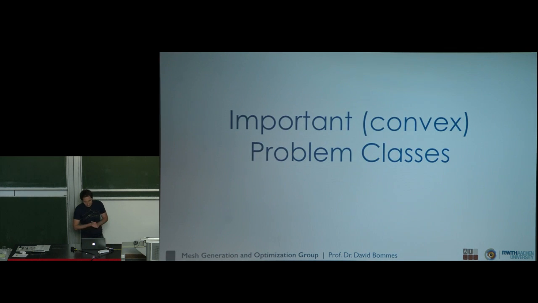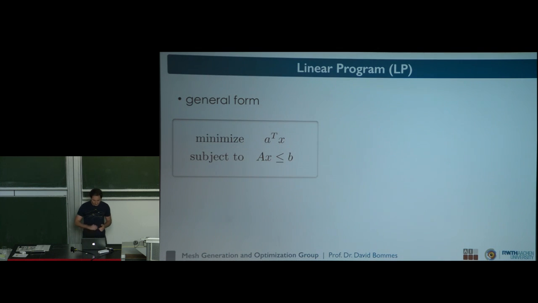And I want to discuss some of these important convex problem classes, where for sure next week you will see several of these. The first one, which maybe many of you already saw, is a linear program. This means that in this case, our objective function as well as all constraints are just linear functions.